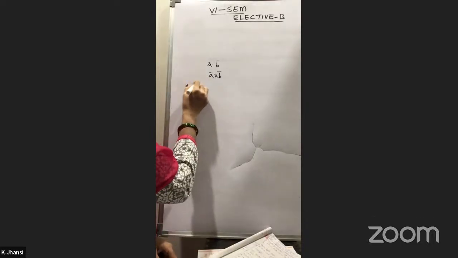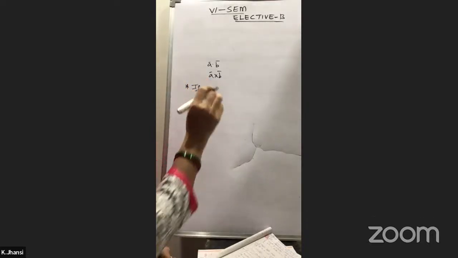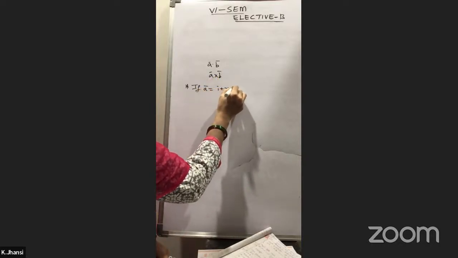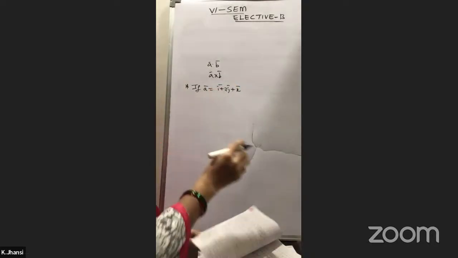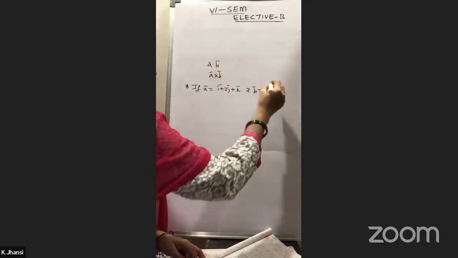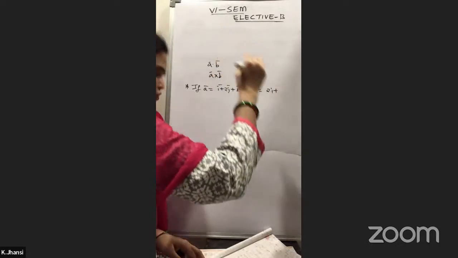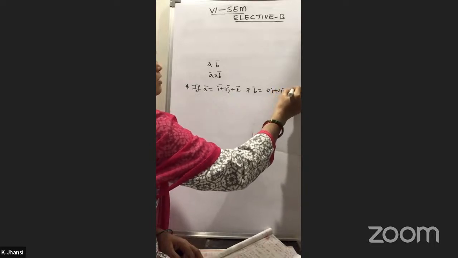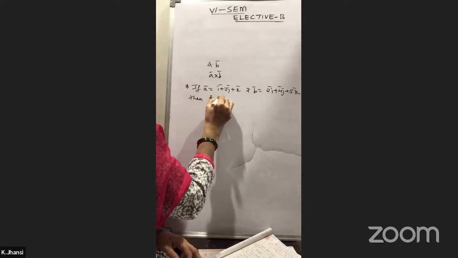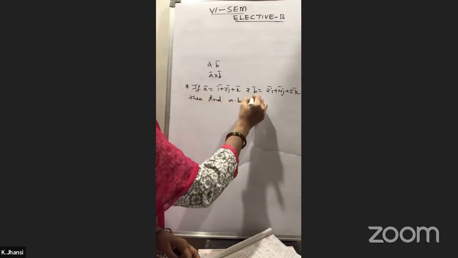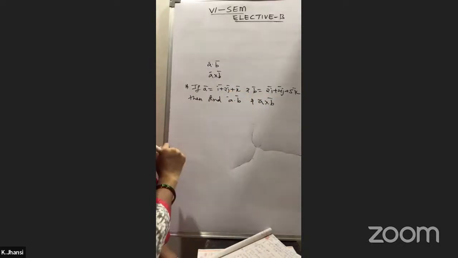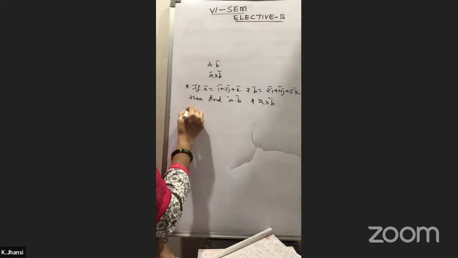If vector A is equal to i plus 2j plus k and B equals 2i plus 4j plus 5k, then find A dot B, and if it is asking to find A cross B. For this, we find both of them, the dot product and also the cross product.